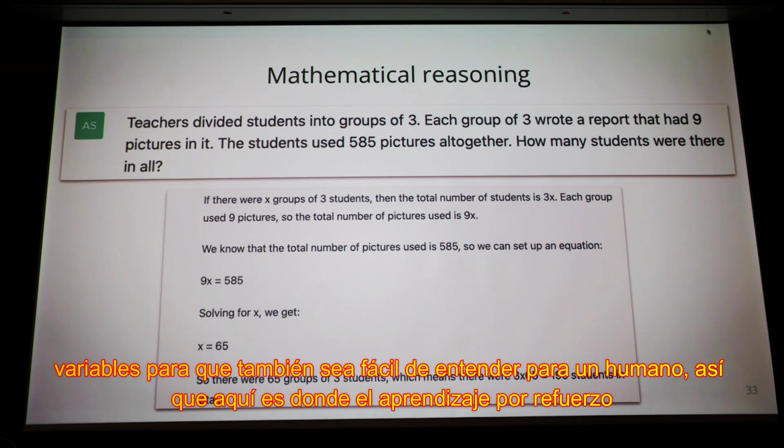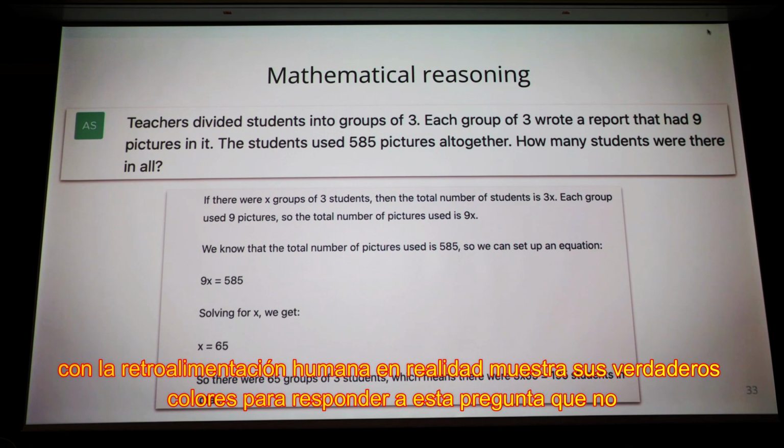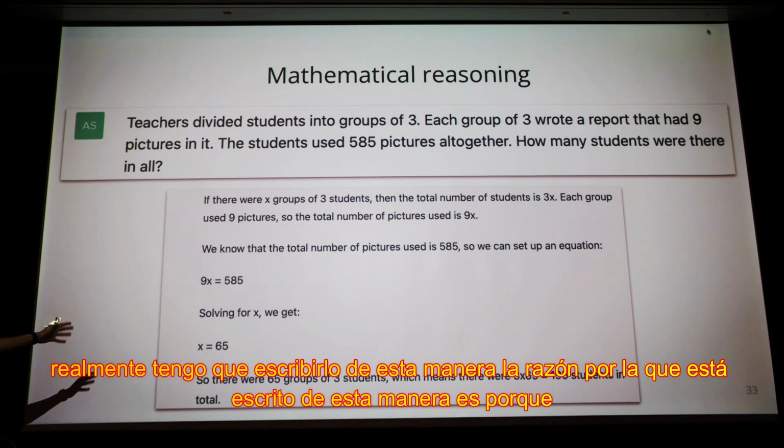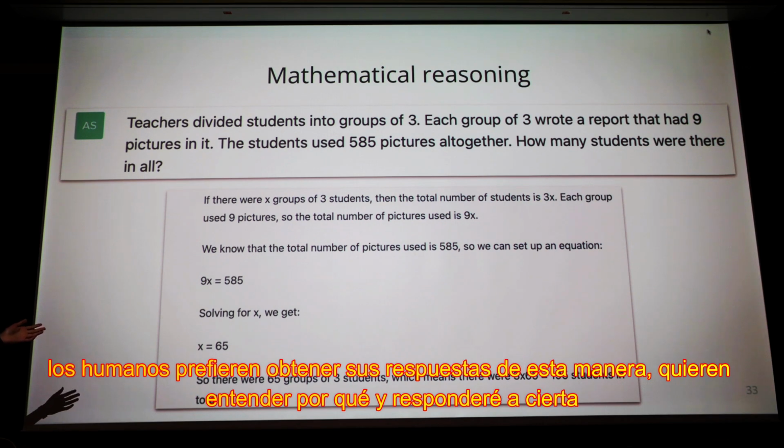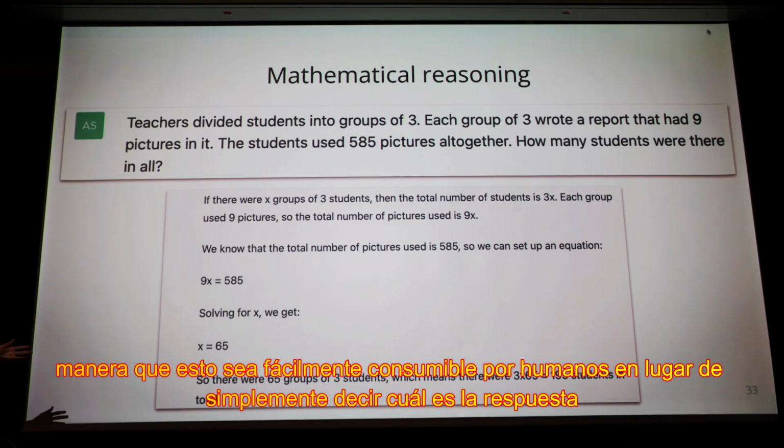So this is where reinforcement learning with human feedback actually shows its true colors, right? To answer this question, you don't really have to write it in this way. The reason it's written this way is because humans prefer getting their answers this way. They want to understand why an answer is a certain way. So this is easily consumable by humans rather than just telling what the answer is.